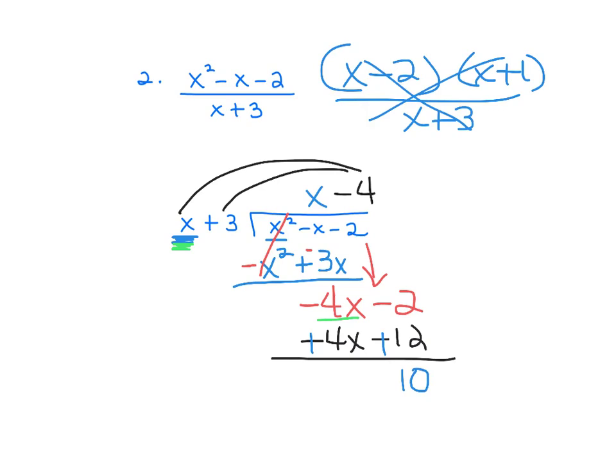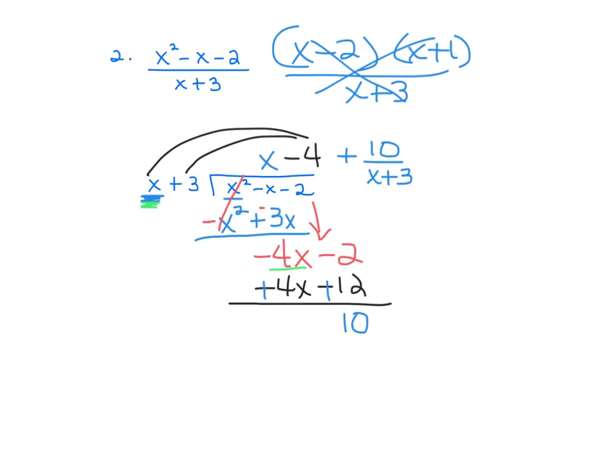This is where that mixed number trick comes in. I take the remainder, and I put it over what I was dividing by. So your answer is written as x minus 4 plus, and it's your remainder, over what you were dividing by. Now, if there were a negative remainder, instead of a plus sign there, it would have been a minus sign in front of the 10, or a subtraction sign.